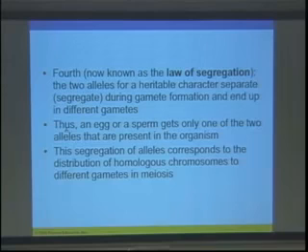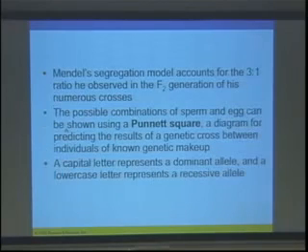The 2 alleles for a heritable character segregate during the formation of gametes, so those are the sperm and the egg. You have 2 alleles in the animal, but when you make a gamete, you separate those 2 alleles, and an individual sperm or egg only gets one of the 2 alleles, not both. This segregation corresponds to something we'll talk about later in the course, which is meiosis, how chromosomes go from having 2 copies in a cell to making gametes that only have 1 copy. We'll go over that later. His segregation model accounted for the 3 to 1 ratio that he observed in the F2.